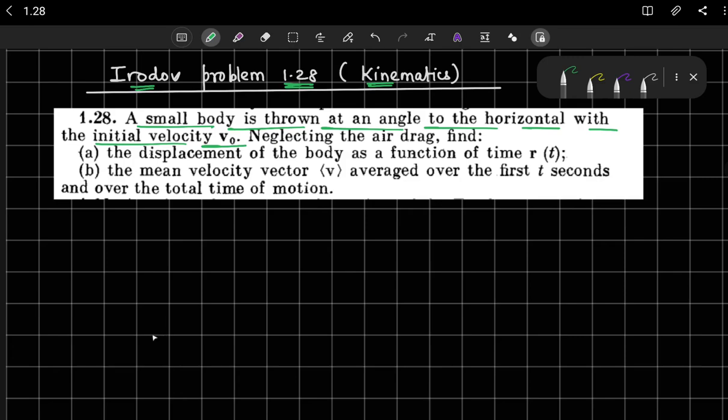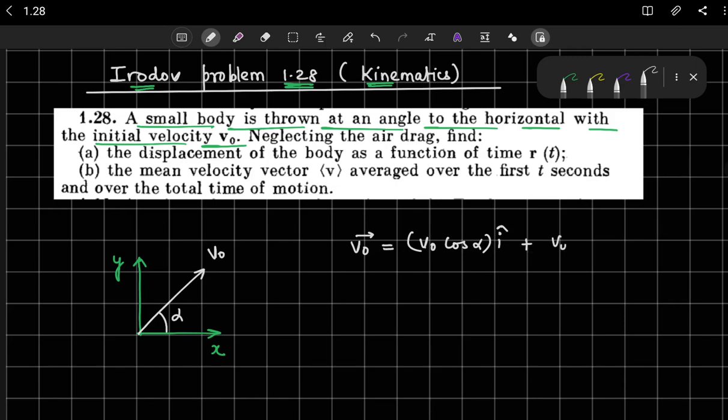So let us say we have the horizontal direction represented as the x-axis and this is the vertical direction, and the body is thrown with an initial velocity of v0, which makes an angle of alpha with the horizontal direction. Now here we can write the initial velocity vector as v0 cos alpha i cap plus v0 sin alpha j cap.